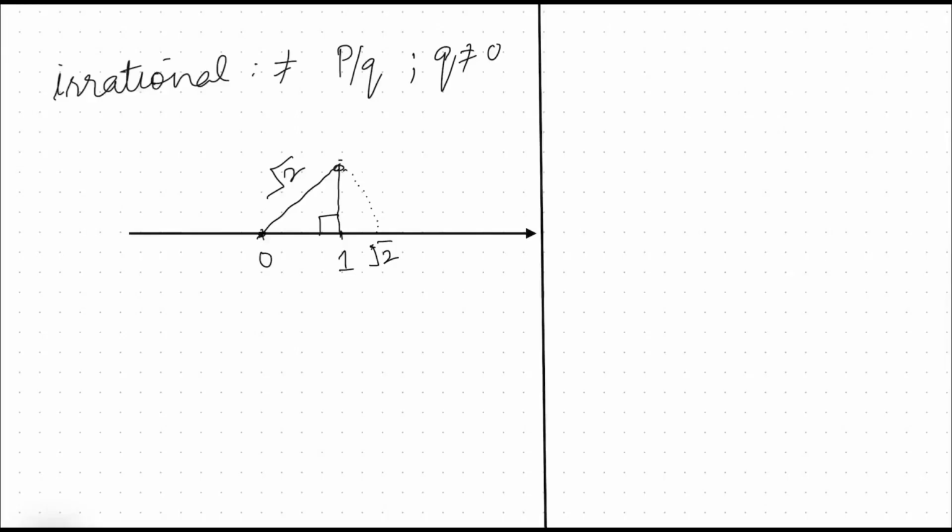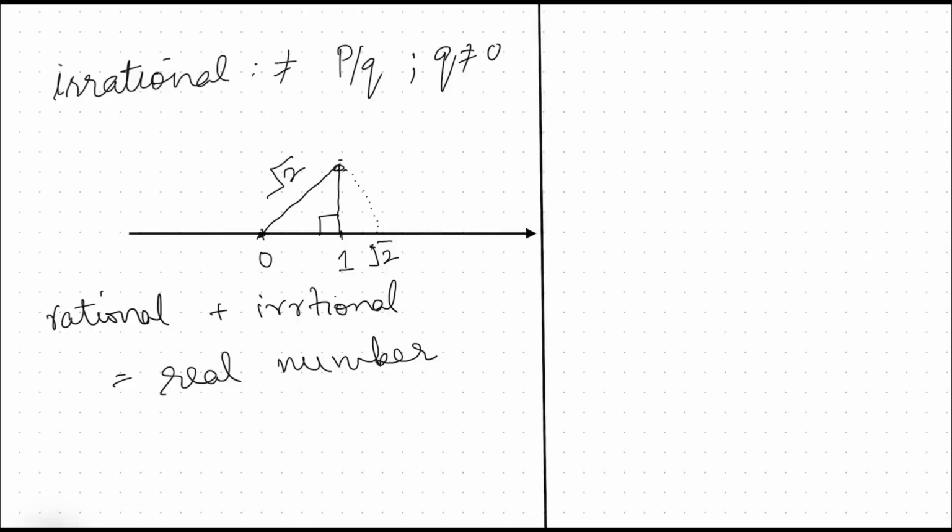All of these numbers, which is rational plus irrational numbers, they are called real numbers, and the number line itself is called the real number line.